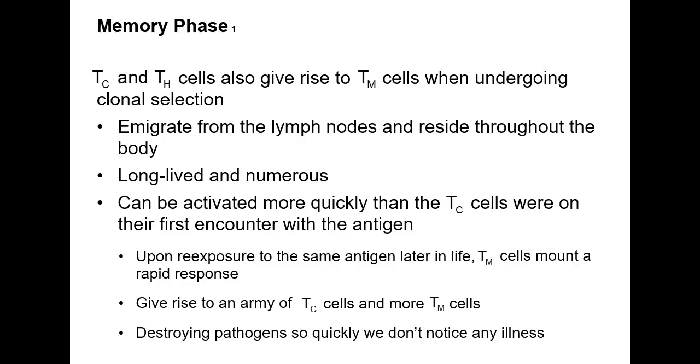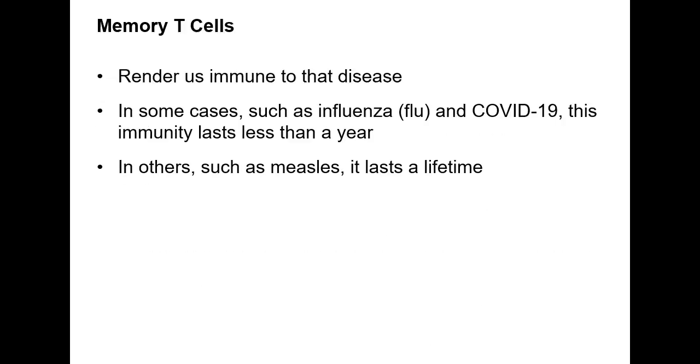Again, the memory T cells are going to help develop a memory of that antigen so that if you're ever re-exposed to the antigen later in life, those memory T cells can mount a more rapid response to allow us to develop an army of those cytotoxic T cells more quickly and more efficiently, so that the second time that we encounter that pathogen, we may not even have any symptoms from it. We may not even know that we've encountered the pathogen, because we cleared it so quickly from the body, we didn't actually develop any symptoms.